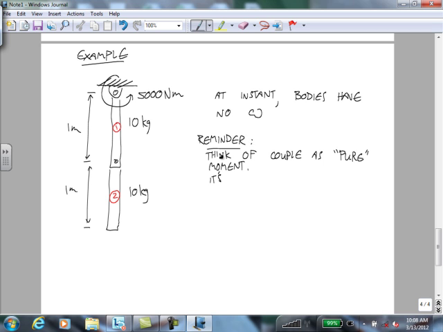So when I say that this couple is applied at the joint, that's extra information. That doesn't matter at all. That would matter if you're doing the deformable body mechanics on this and trying to calculate stresses, but not for us. So it's the same no matter what about point you choose.